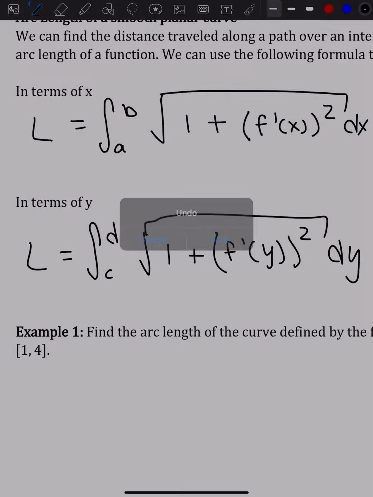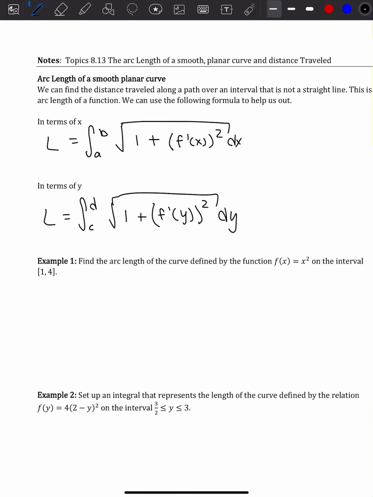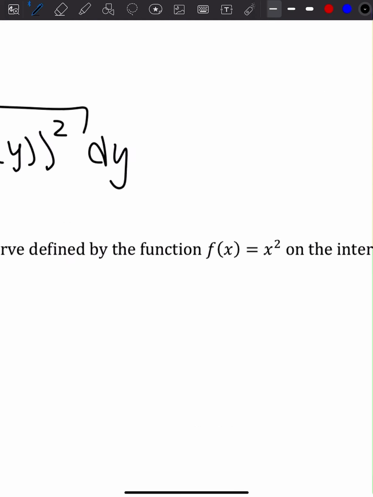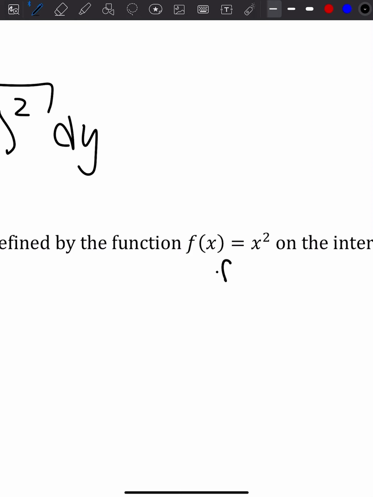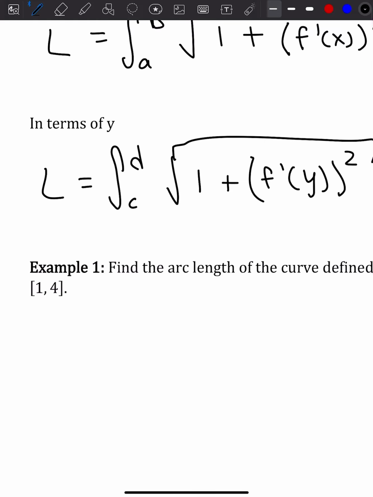So our first example: find the arc length of the curve defined by the function x squared on the interval from 1 to 4. Some things that we want to keep in mind: we want f prime. So if they give us f of x, one of the first things that we may want to do is find the derivative. So we have f prime of x is equal to 2x. And now we are going to find the arc length.